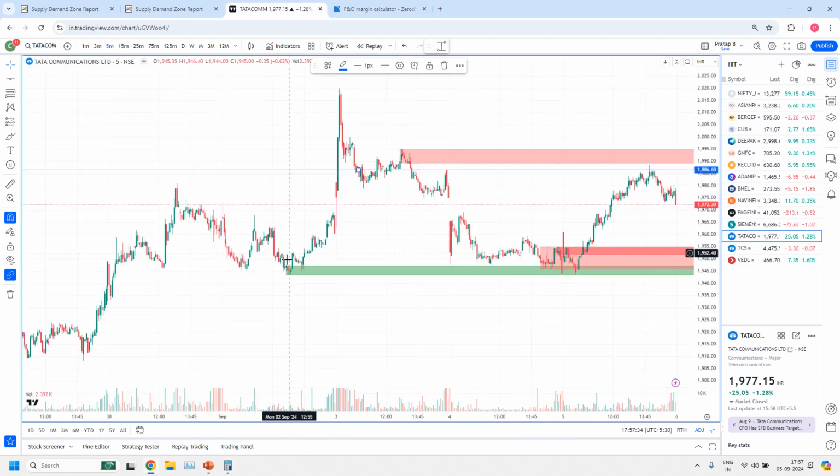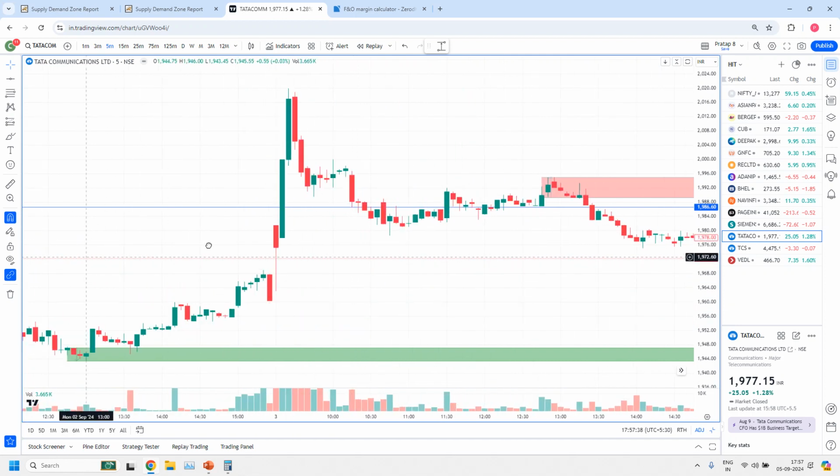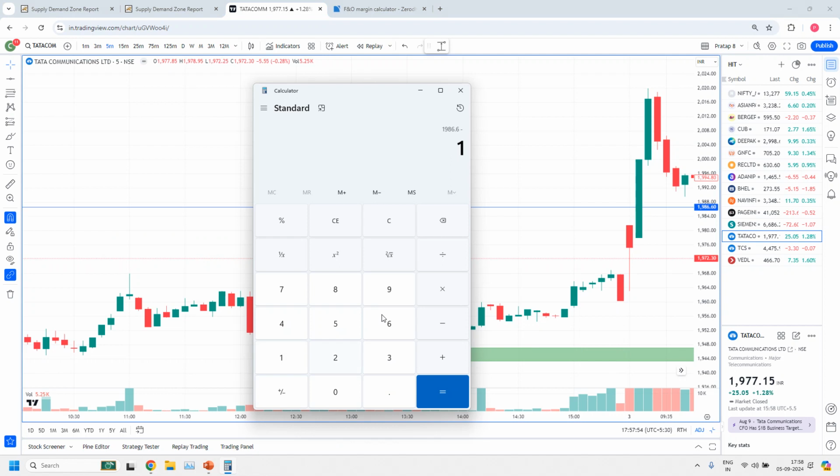Your existing 5 minute zone. Let us see what is the entry. The open of this candle, that is the high of this zone. The open of this candle is 1946.95. Generally you will add some entry buffers and all. I am just calculating. Again, don't ask me where is the entry buffer, where is the stop loss. I am roughly calculating.